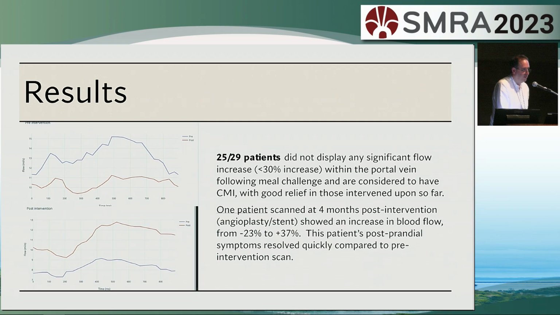We've considered these patients to have true chronic mesenteric ischemia, mesenteric angina, and those that we've intervened upon with angioplasty or surgery have had good relief. One patient has been scanned post-intervention and shown an increase in flow from minus 23% to plus 37% and has no more symptoms.